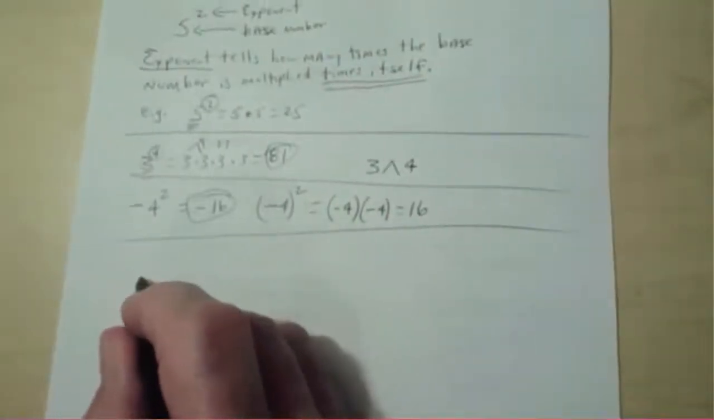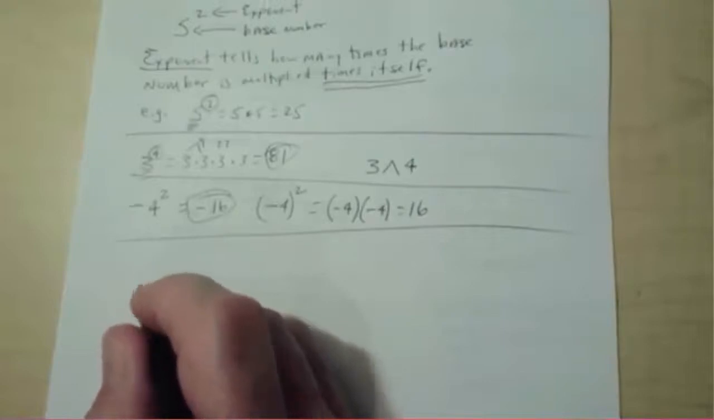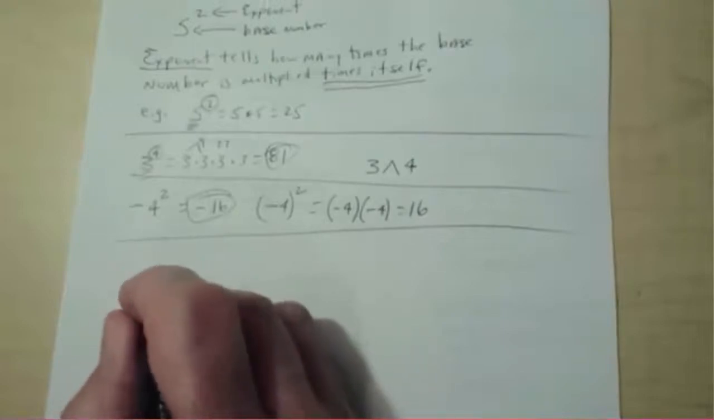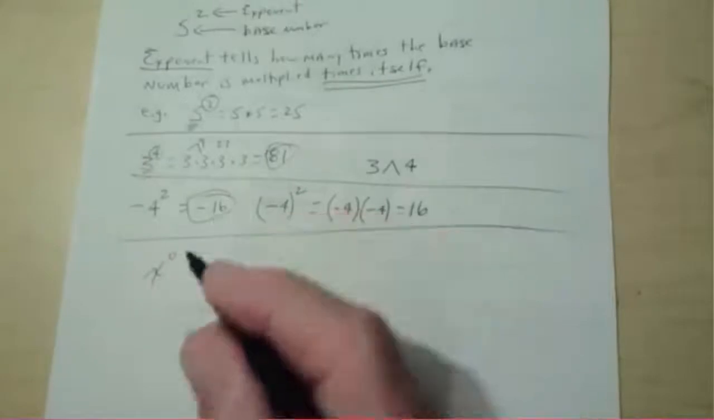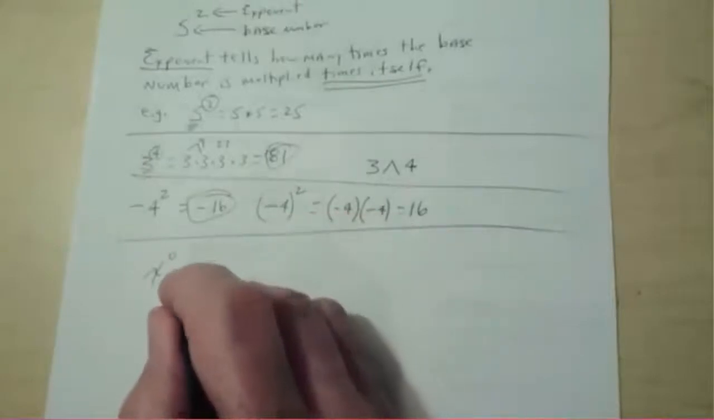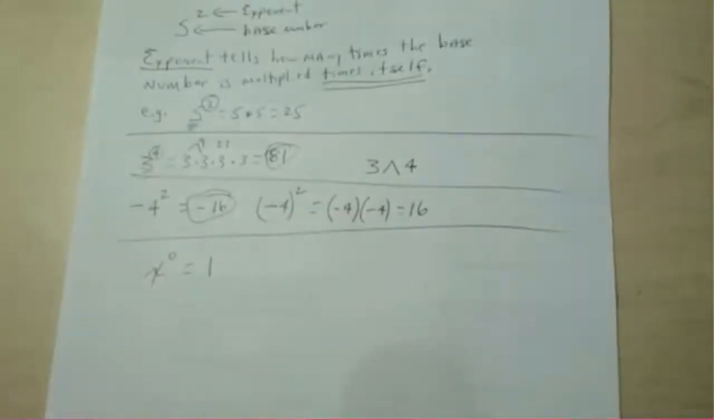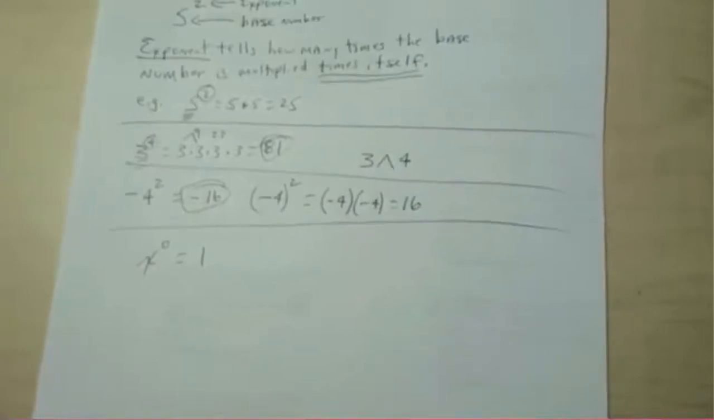Now, this is one of these things that really doesn't make a whole lot of sense at first. But if you have any number, like x can be 15 billion, raised to the 0 power is 1. Seems like it ought to be 0, doesn't it? Well, it's not. It's 1. And we'll prove this a little bit later.